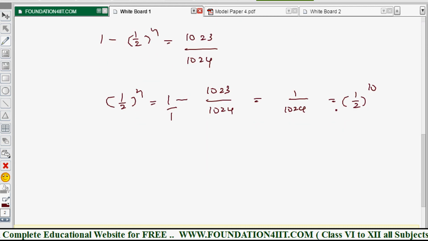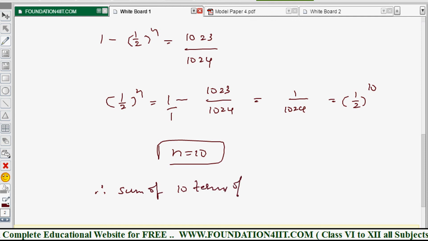Right? Then the base 1 by 2 is the same, therefore n is equal to 10. That's it. So the sum of the 10 terms of the GP is this. Therefore, as per the question, the sum of 10 terms of the GP series is equal to 3069 by 1024, we can write. And let us see the next question.